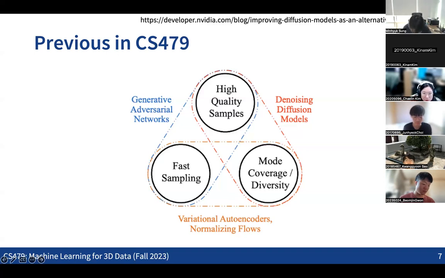VAE was another option, which also gives very fast sampling and does not have mode collapse issues. But typically the quality of the samples was not that good.